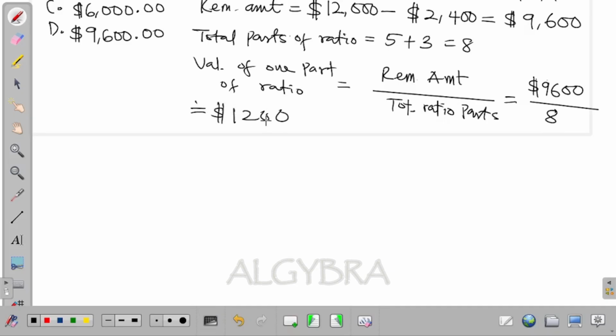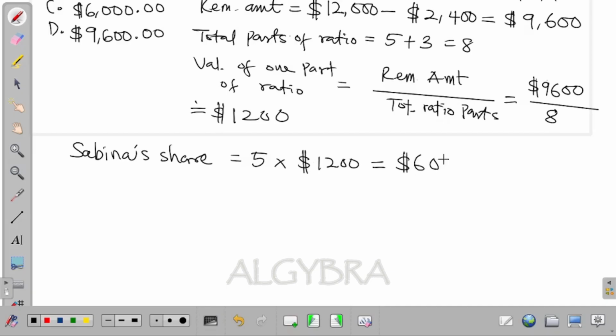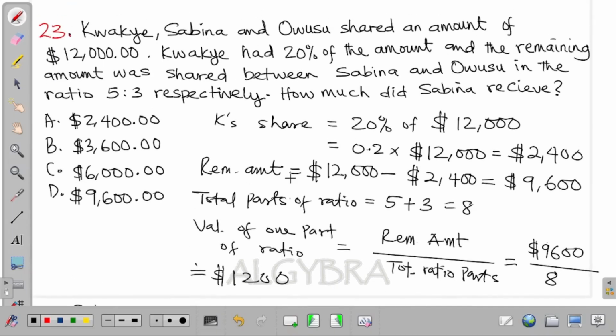So 1,200. Now we are asked to look at Sabina's part of this particular amount. So Sabina's share is going to be equal to, we have that Sabina's share is 5 out of the ratio, right? So that will be equal to 5 times one part of the ratio, which is 1,200. So that's equal to $6,000. So that means Sabina got $6,000 out of the total amount, and that is option C.